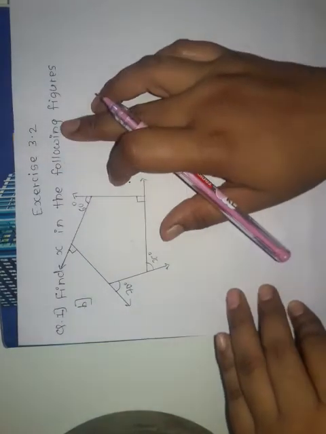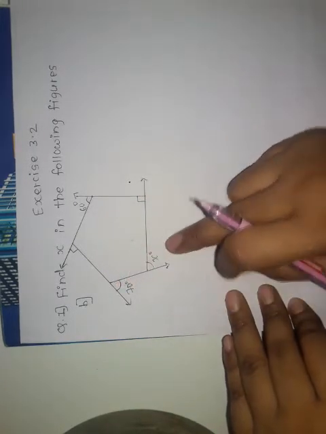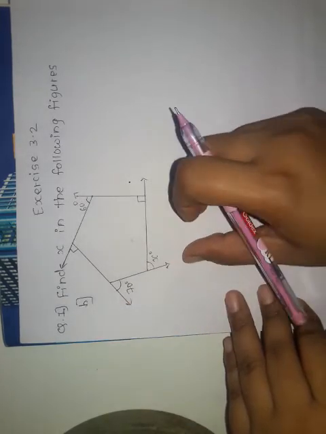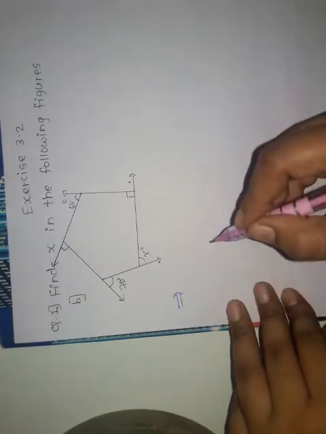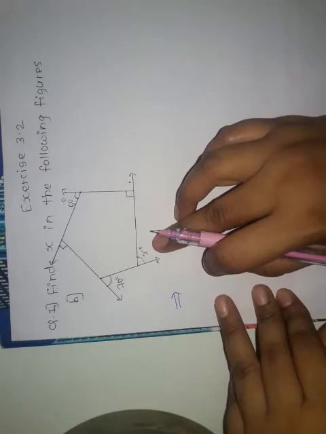See exercise 3.2, question number 1: find x in the following figures. We have to find the value of x, meaning this exterior angle x. Question 1, part A is easy, so I am taking B. Try to solve A at home. Now for B, we have to find this exterior angle x degrees.